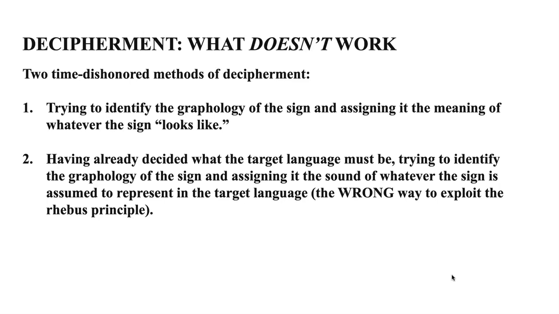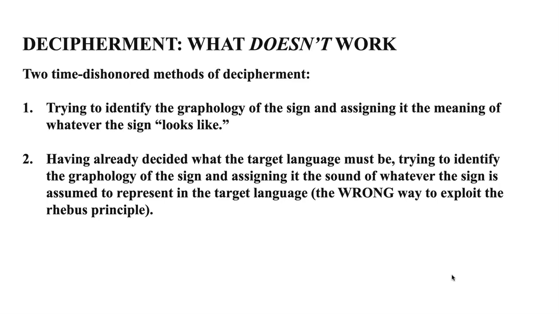And then number 2, which is quite similar, having already decided what the target language must be, a priori, trying to identify the graphology of the sign, assigning it the sound of whatever the sign is assumed to represent in the target language, which I call the wrong way to exploit the rebus principle. So this would mean, for example, if you think that the language of the Indus writing must be Dravidian, and you see a sign that looks like a dog and say, aha, well, the word in Tamil for dog is nai, so I'm going to assign it the value nai, and just stop with that.